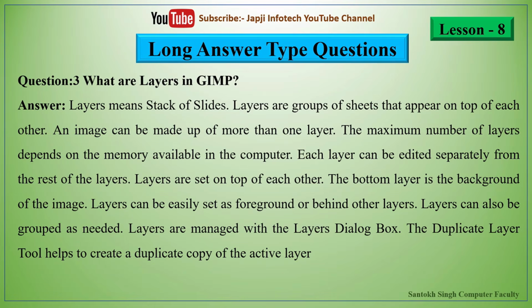An image can be made up of more than one layer. The maximum number of layers depends on the memory available in the computer. Each layer can be edited separately from the rest of the layers. Layers are set on top of each other. The bottom layer is the background of the image.